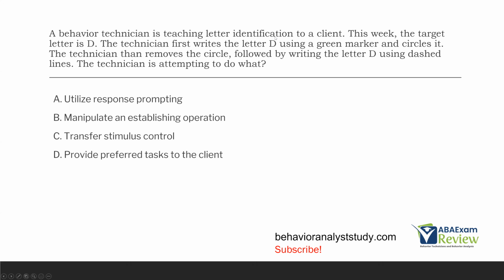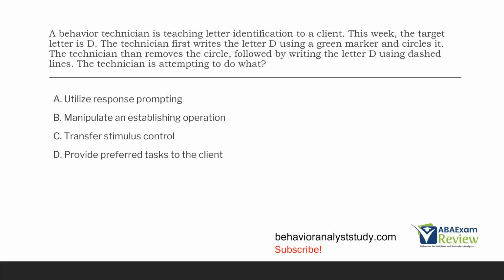So they write the letter D using a green marker and circling it. They then remove the circle, followed by writing the letter D using dash lines. So slowly but surely, they're removing all these little prompts. So what are they doing? What are they attempting? A, they're attempting to utilize response prompting. Remember, response prompting acts directly on the response. So physical prompting is response prompting.